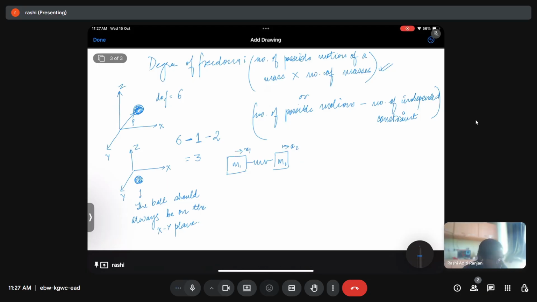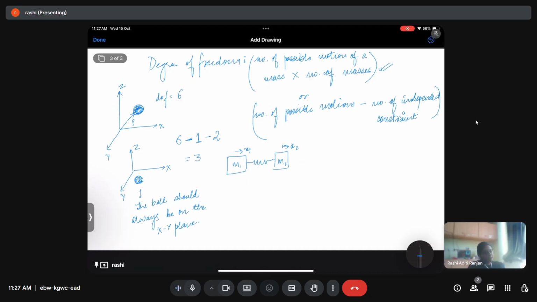Right, because they are independent. M1 can have a motion x1 and M2 is going to have another motion x2, which will depend upon that mass and the spring stiffness and the relative contraction or relaxation between them, the relative distance between them, right? And they are independent of each other. They are not dependent on each other because there is no constraint that is binding them.